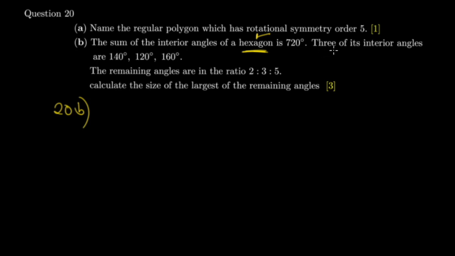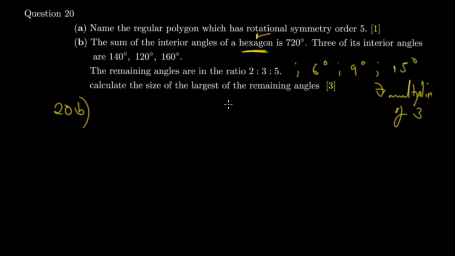3 of its interior angles are this, and this, and the remaining angles are in the ratio this, and this. Remaining angles can be, let's say, 6 degrees. If this one is 6 degrees, this one should be 9 degrees, so that they maintain the ratio, and this one should be 15 degrees. What I did was that there was a multiplier that I used here. Multiplier of 3. That's what I used. So I multiplied everything by 3.